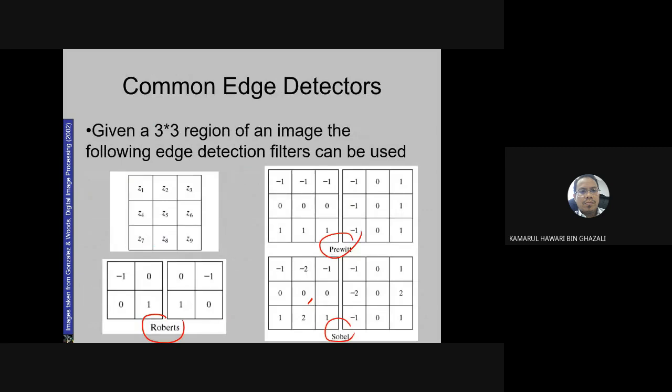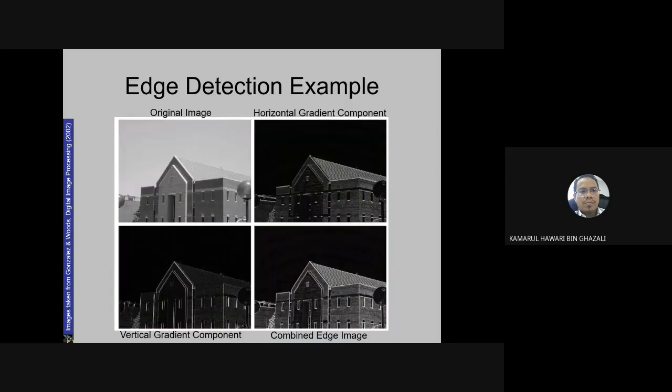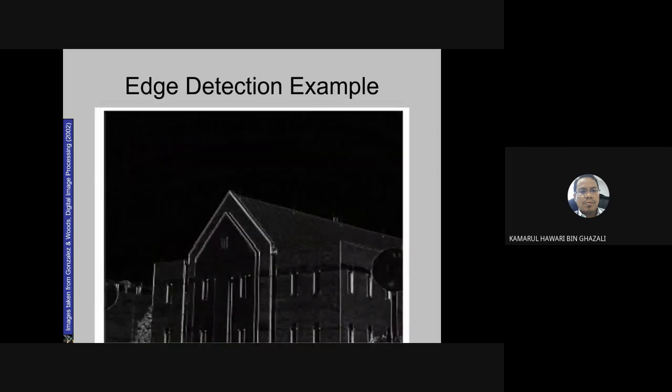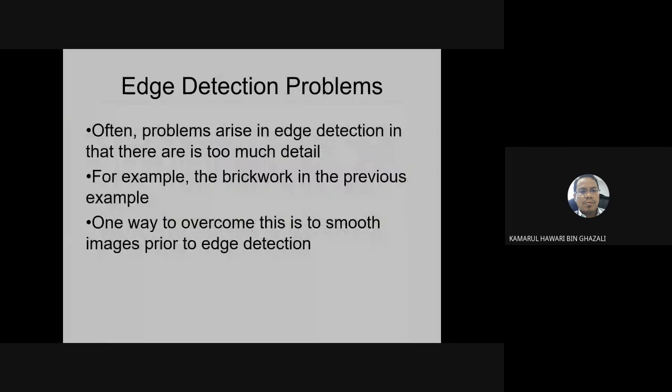So we can use common edge detectors such as Roberts, Prewitt, and so on. This is an example using edge detection: horizontal gradient component, vertical gradient component, and combined edge.